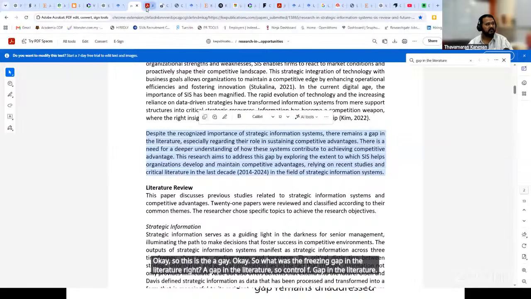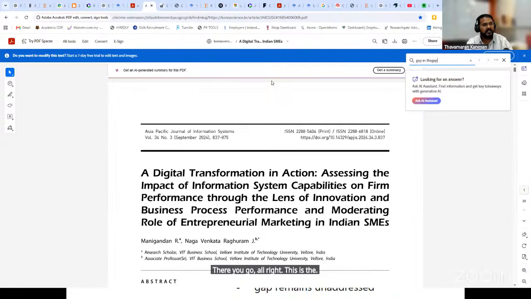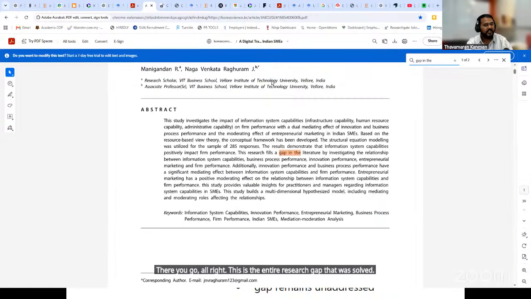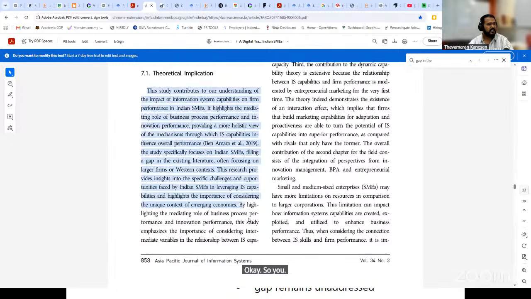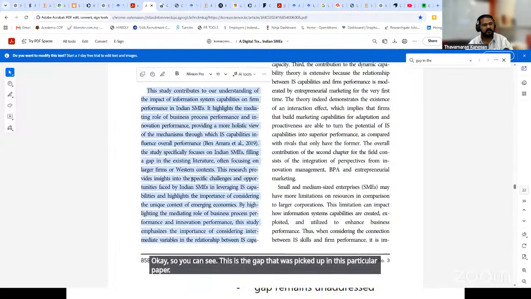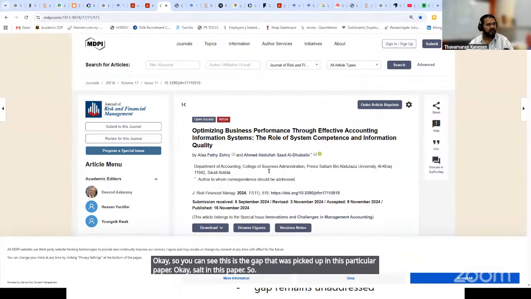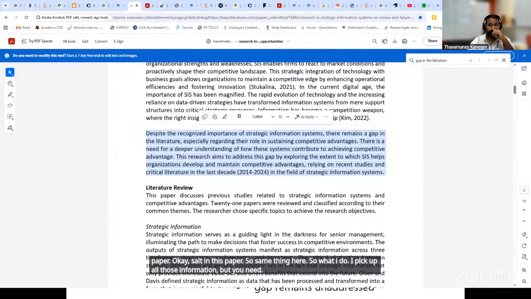Okay, so same thing. I go to the next paper. I pick up gap. Okay, so you can see this is the gap that was picked up in this particular paper. Solved in this paper. So same thing here. So what I do, I pick up all those information, but you need to understand something. That is the gap that's already resolved in this paper, right? That was already resolved in this paper, right?